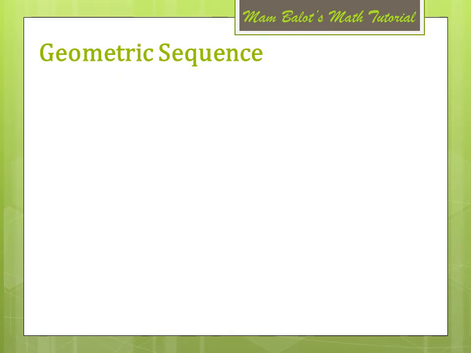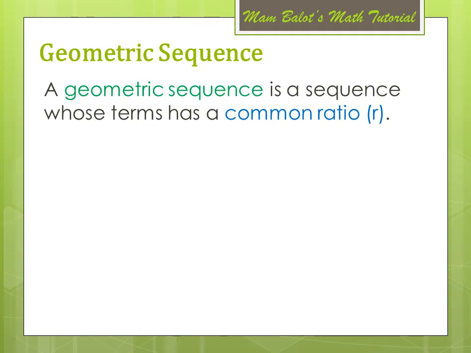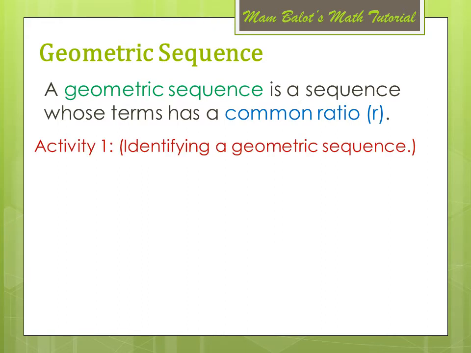Let us now define what is a geometric sequence. A geometric sequence is a sequence whose terms has a common ratio. For example, we have this activity. Identifying a geometric sequence. Number 1. We have 1, 2, 4, 8, and 16.